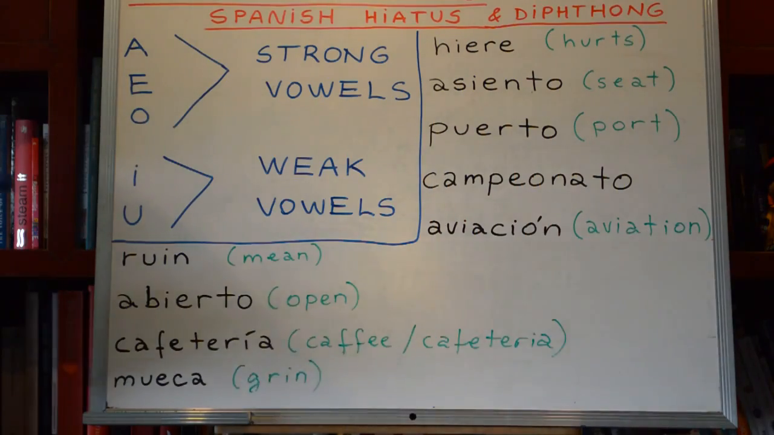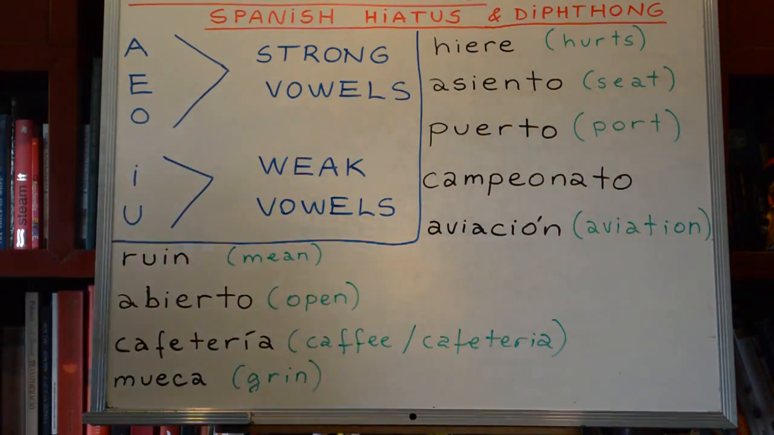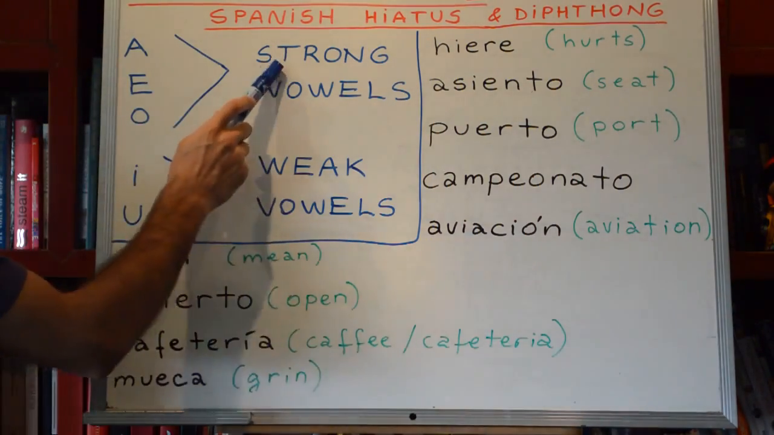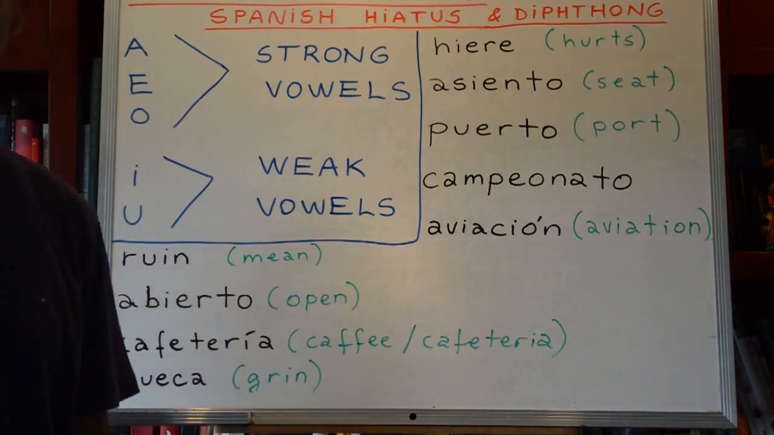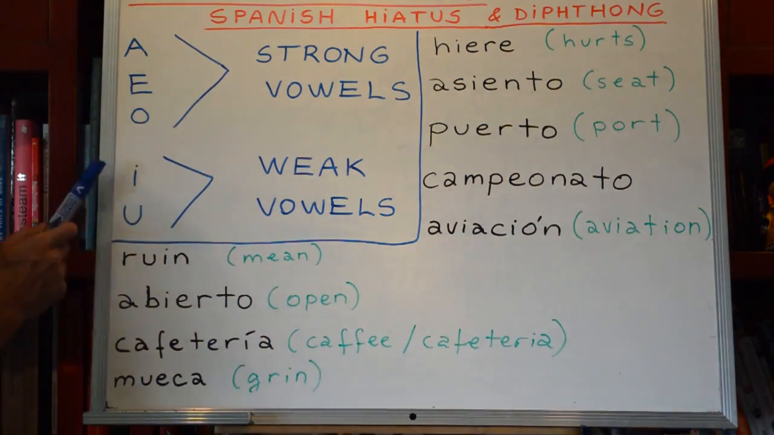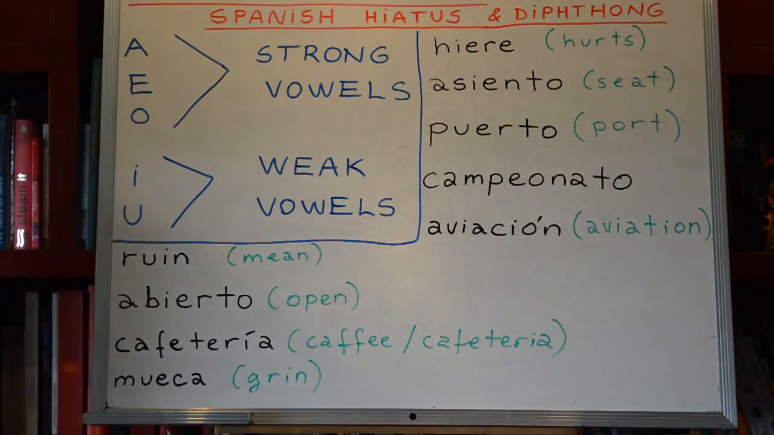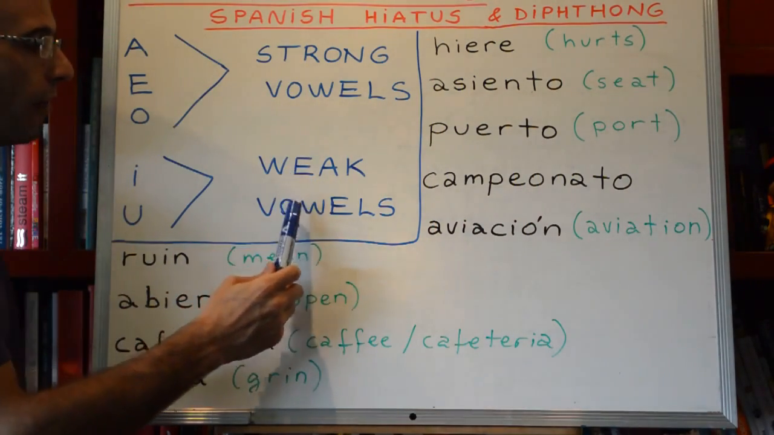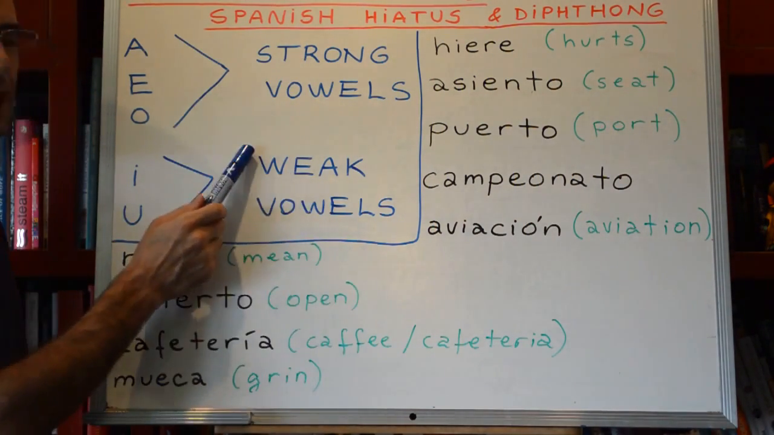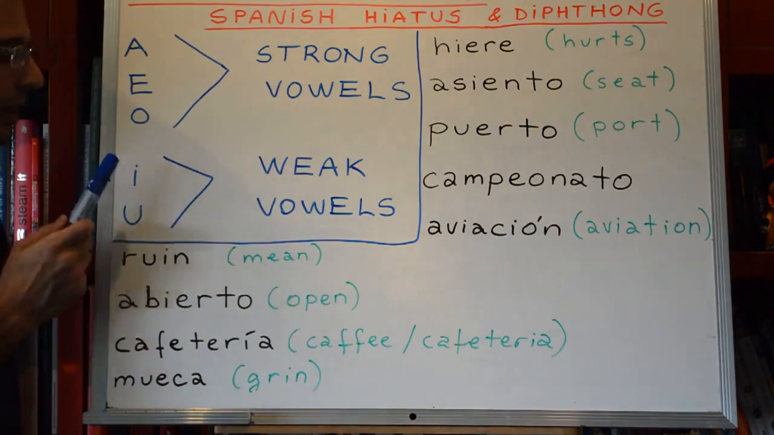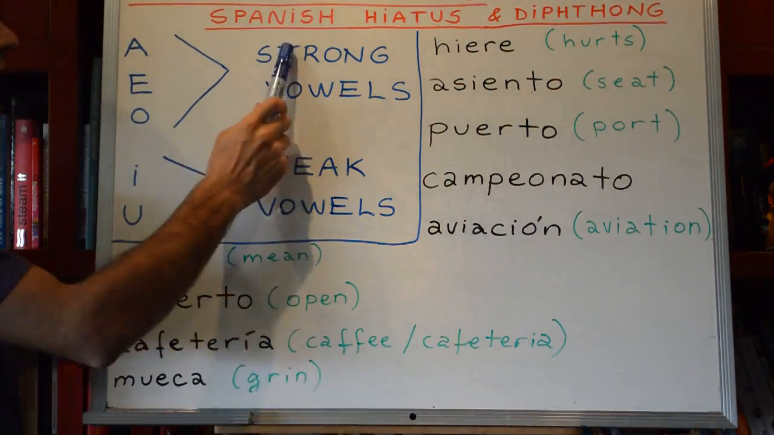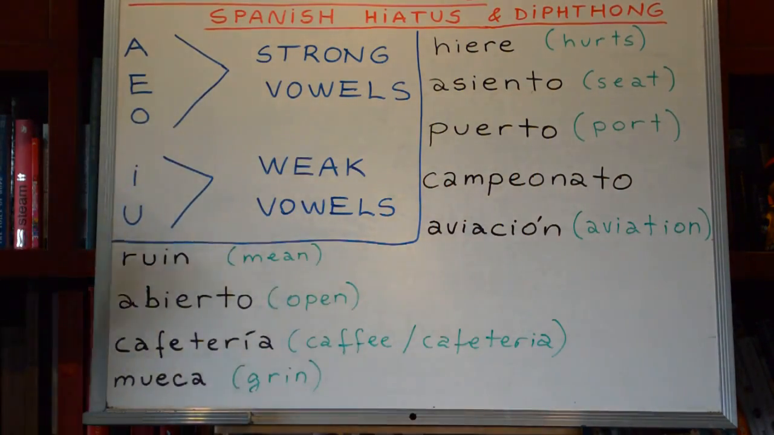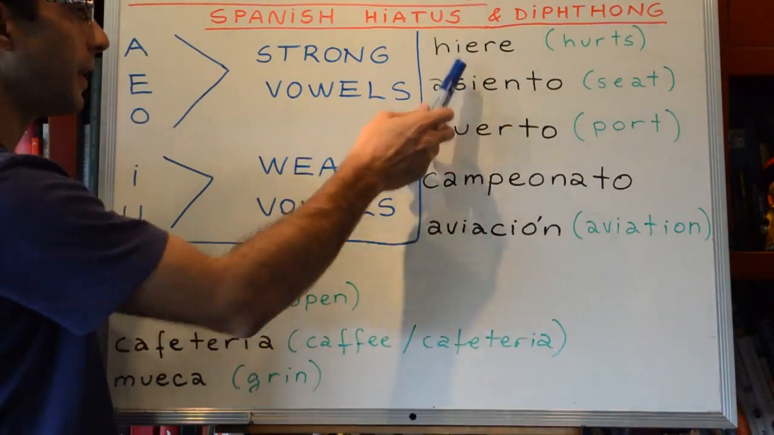Bien, repasemos lo que aprendimos en la clase pasada. A, E, O son vocales fuertes. Strong vowels, vocales fuertes. I, U son vocales débiles. I and U are weak vowels, vocales débiles. I, U. Vocales fuertes, A, E, O. Ok, bien. Veamos estas palabras.